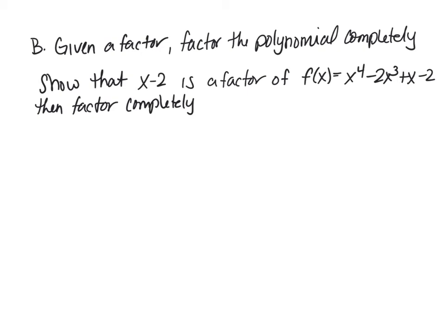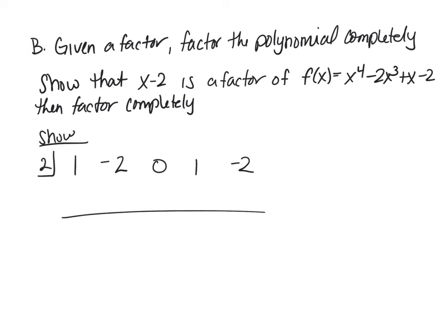So the first thing we're going to do is show. We're going to do that by synthetic division. So put in the 2. My coefficients are 1, negative 2. Again, it's missing the x squared term, so I'm going to put in a 0, and then 1 and negative 2. Now when it says show it as a factor, that means it is a factor. So I need to get 0, otherwise I did something wrong.